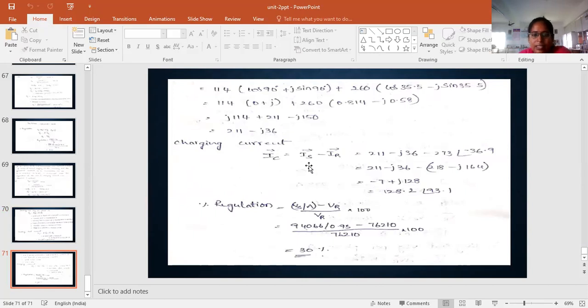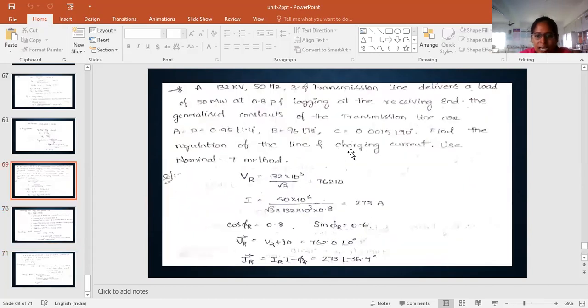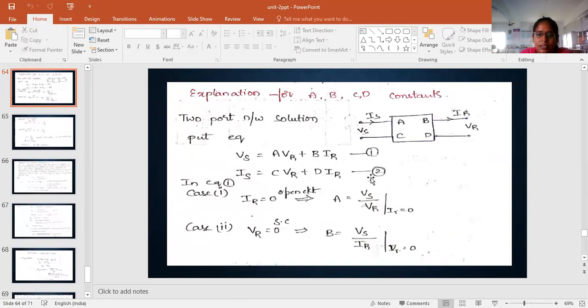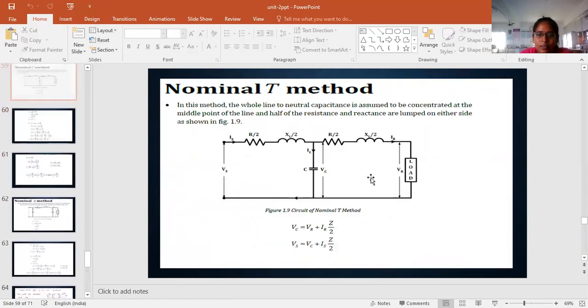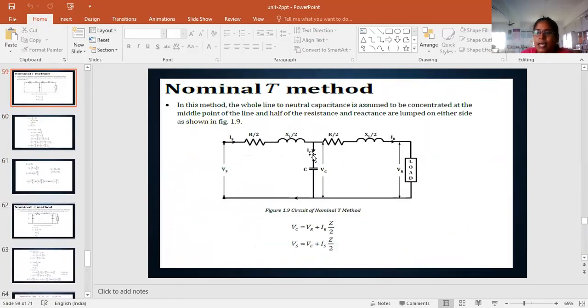In that problem we also need to find the charging current. The charging current is IC. See here in the circuit diagram, this is the IC charging current. We find IC by using the two currents: IS equals IR plus IC. IC is the capacitive current, also called the charging current.